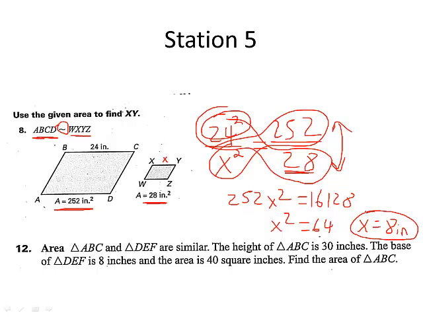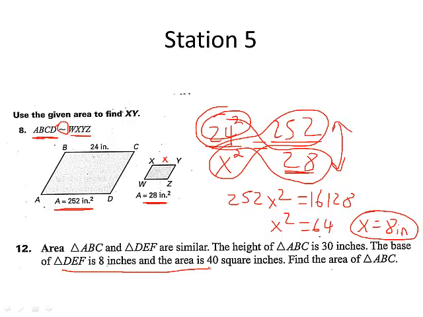Okay, we have number 12, area. Triangle ABC and triangle DEF are similar. We know the height of triangle ABC is 30 inches. The base of triangle DEF is 8 inches, and the area is 40 inches. So that's pertaining to DEF. So find the area of ABC.